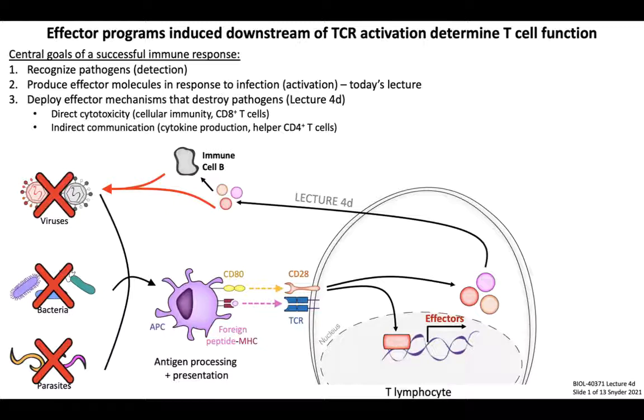Today we will round out these details by learning more about the effectors that are produced by activated T cells, how these vary amongst different subsets of T cells, and how these promote pathogen clearance. As a general rule, direct cytotoxic mechanisms are typically exerted by CD8 positive T cells, while indirect mechanisms that act on other cell types are mediated through helper CD4 positive T cells.